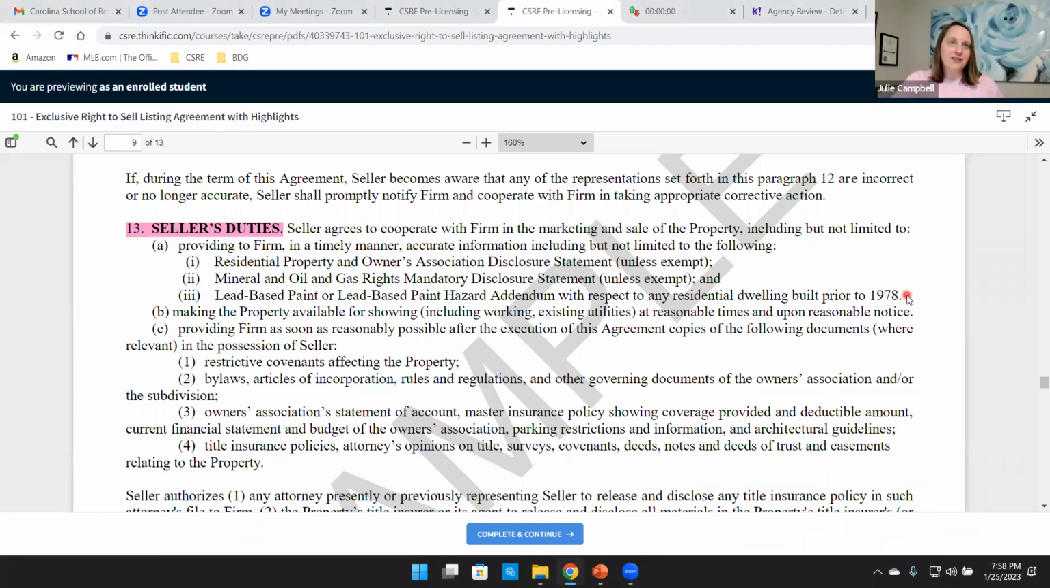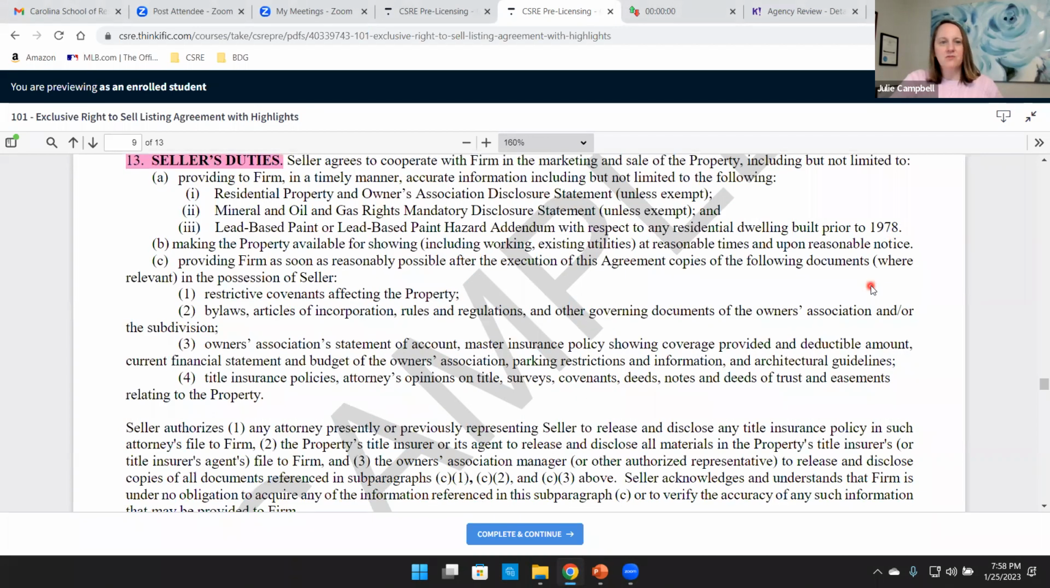1978. You only need to know that for your test. Once you get your license, it's right here for you. Helps you remember. So, various disclosures that the seller has to provide. The seller has a duty to keep working, existing utilities on to allow for showings. It's kind of hard to see a home when it's dark out. It's kind of hard for the home inspector to inspect if they don't have power. So the seller has a duty to keep existing utilities on throughout closing.